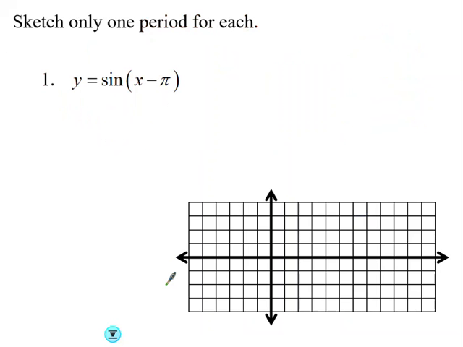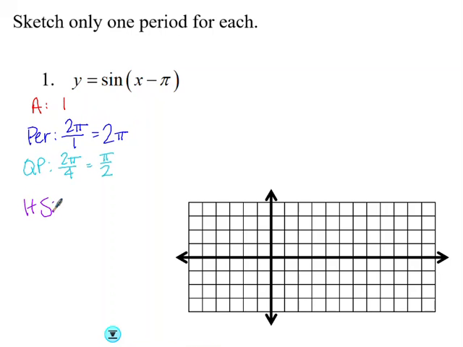So we are going to sketch one period of y equals sine of x minus pi. Our amplitude is 1. The period is 2 pi divided by b, which is 1. So the period is still 2 pi. The quarter period is the period divided by 4, which is pi over 2. Our horizontal shift is going to be c over b, which is pi over 1, or just pi, so we are moving to the right.